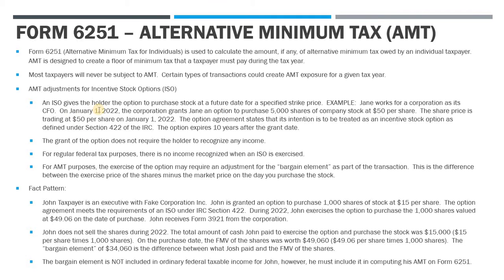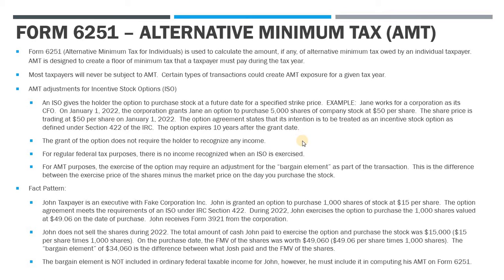So when we look at an ISO, what is an ISO? An ISO gives the holder the option to purchase stock at a future date for a specific strike price. So for example, if we have Jane working for a corporation as its chief financial officer, or CFO, and she is granted this ISO in January 2022, the corporation gives her this option to purchase 5,000 shares of company stock at a $50 per share valuation.